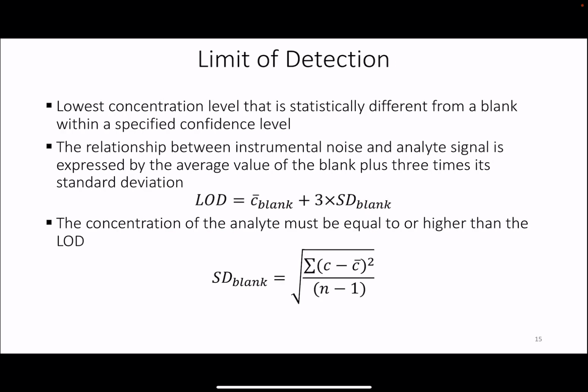The other thing to keep in mind with analytical procedures is what the limit of detection for a given method is. And this is the lowest concentration level that is statistically different from a blank within some sort of specified level. This matters because obviously in some instances when you're making some sort of a measurement, you need to have some general idea what your concentrations are going to be so you can choose the appropriate method.